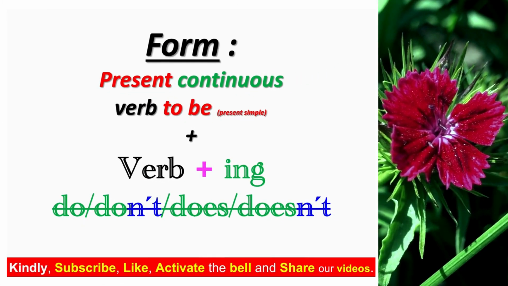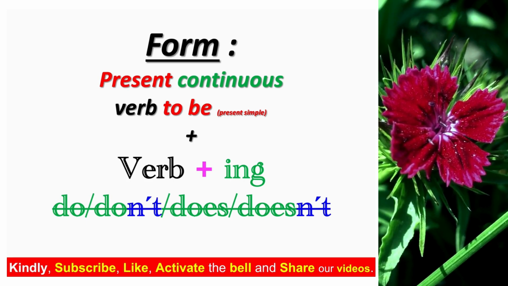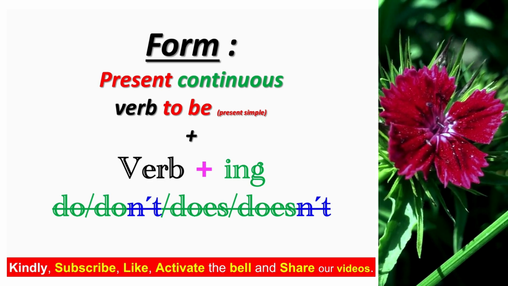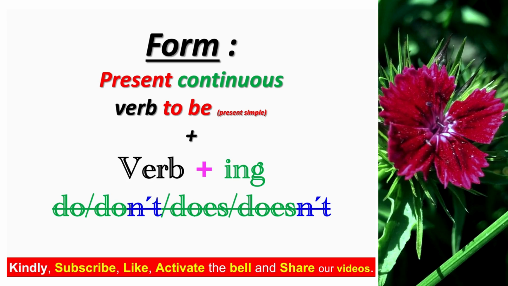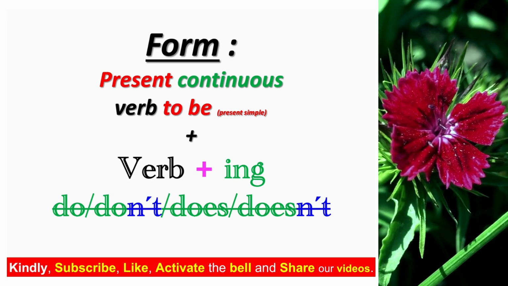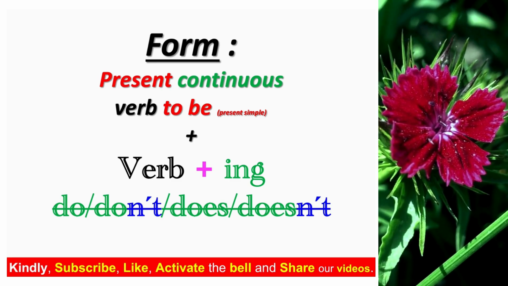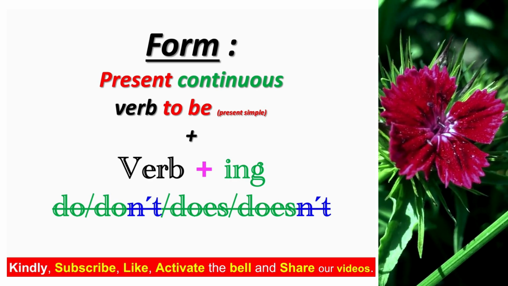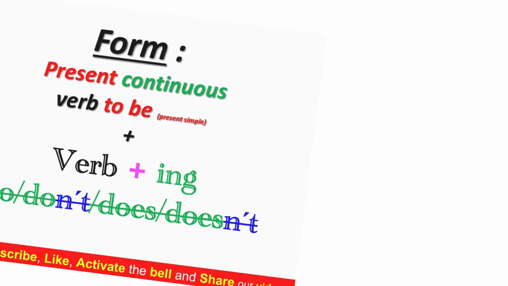The form of present continuous. So we studied present simple. In present simple, we have just one verb. I speak, I go, I eat. So just one verb. But remember, in present continuous, we have two verbs. Two verbs. So present continuous is verb to be in present simple plus verb plus ing.